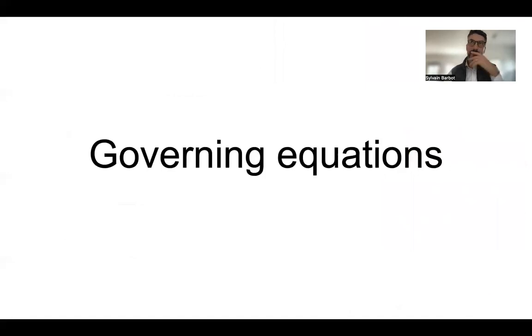To introduce these methods, we want to first introduce the different physical phenomena that take place in seismic cycles, and we're going to describe how they can be mathematically formulated with governing equations.